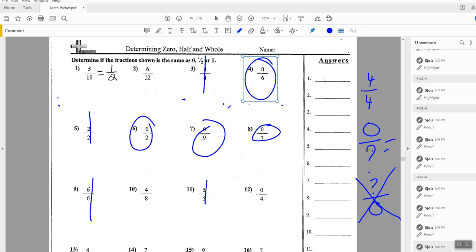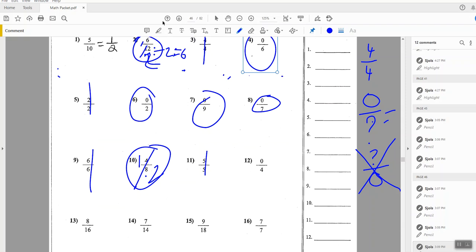So remember that division. What you're looking for is something that's half of something else. So you're dividing it by 2. So 12 divided by 2 gives you 6. So this is a half. 8 divided by 4 gives you 2, so that's half. Alright? So you're looking for: is the numerator half of the denominator? Is the numerator 0? Or is the numerator the same as the denominator? Does it equal 1? Okay.